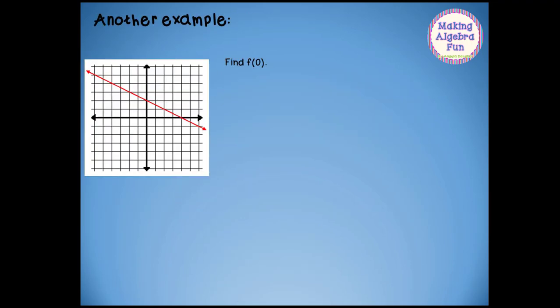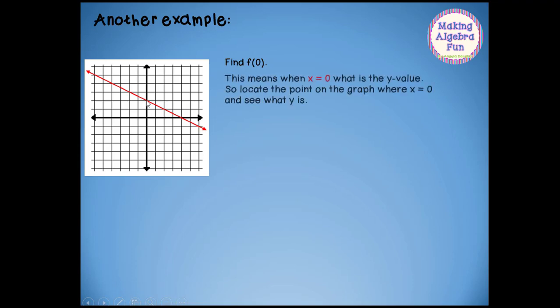Okay, here's another example. It says find f of 0. So at 0, that means I don't go right or left at all. I would be right here on the graph. What's the height of this point? The height of this point would be 2. So when x is 0, y is 2.